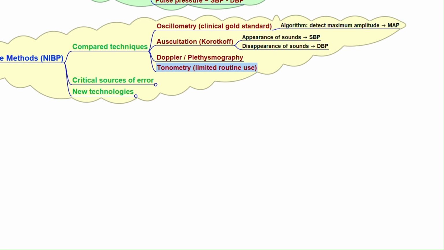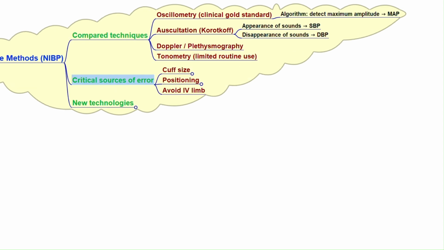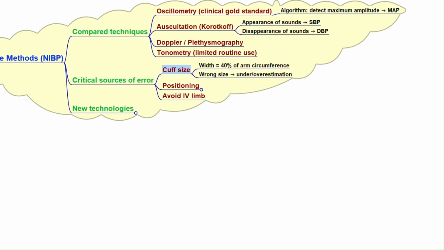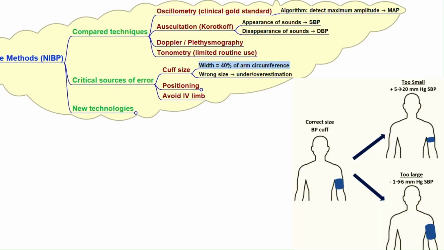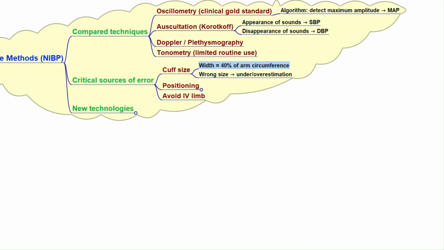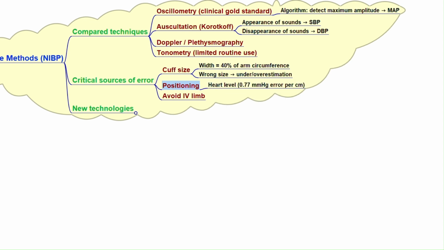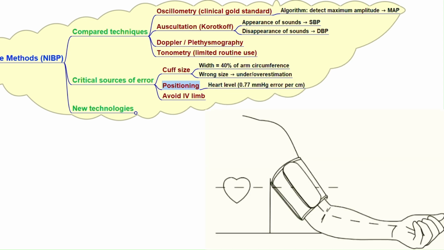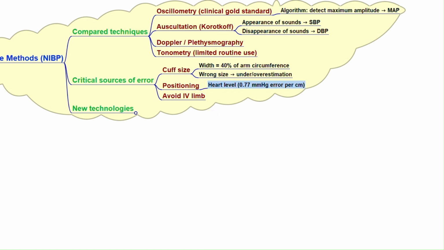We'll talk about some practical points for cuff measurement. The cuff size can significantly influence readings. Choose a cuff that fits the diameter of the limb, whether arm or leg. A cuff that is too small will overestimate blood pressure, while a cuff that is too large will underestimate it. Avoid placing the cuff on an arm with an IV line. The position of the cuff is at the level of the right atrium. Each centimeter of misalignment equals approximately 0.77 millimeter mercury error.